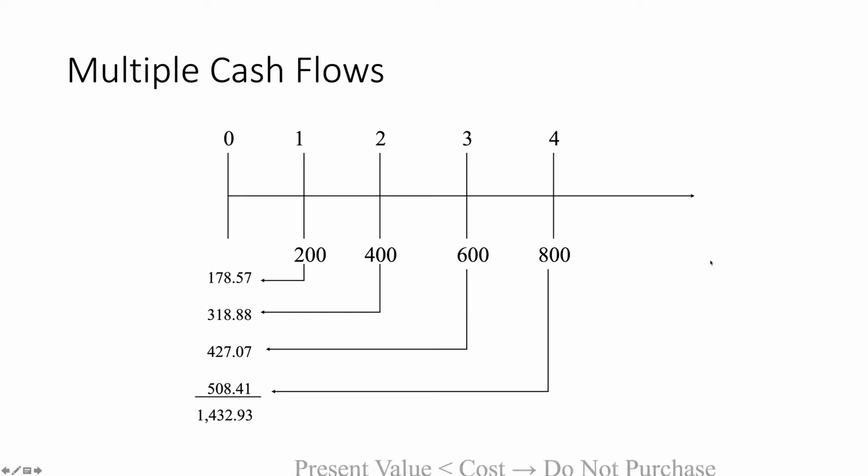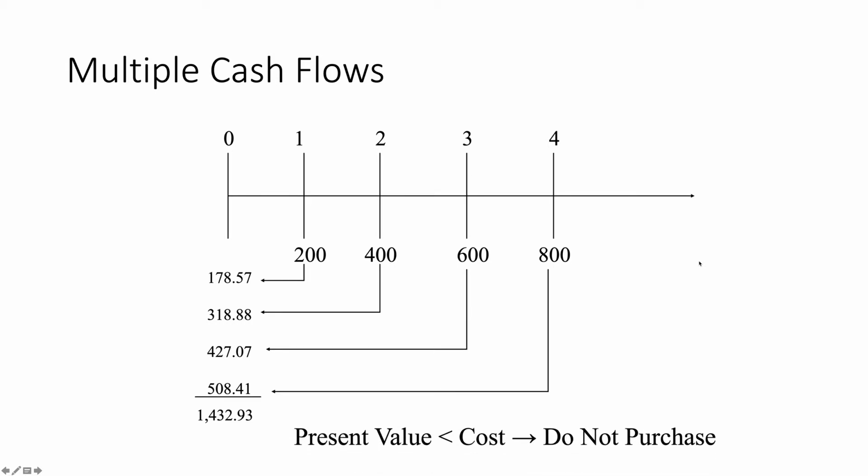So basically, you compare the present value with its cost. The offering cost is $1,500. This one is worth to you only $1,432.93. So you will not buy this project. You reject it because it's not worth that much.